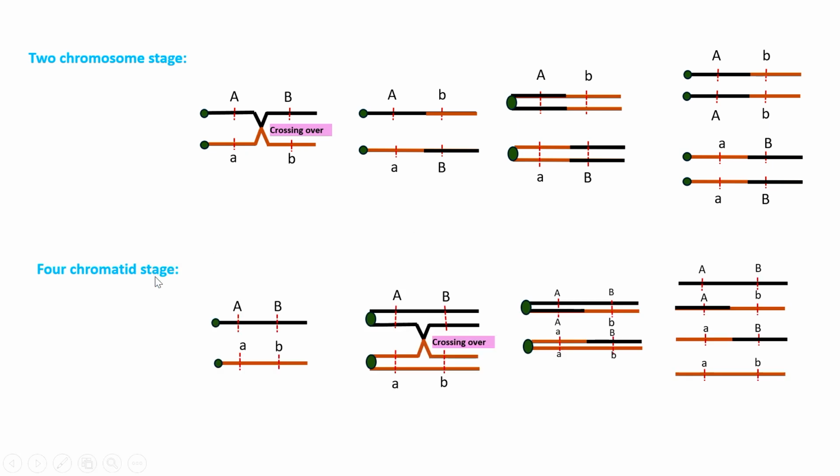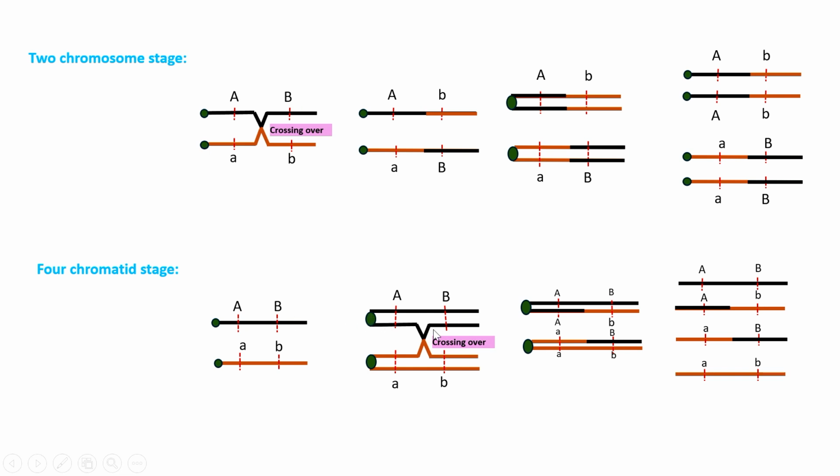But if the recombination is happening at the 4 chromatid state, then just look at what will be happening. If this is again the 2 chromosomes present, and then these 2 chromosomes exchange the segments, one sister chromatid is exchanging the fragment, the same as we have discussed before, which means the replication has already taken place.